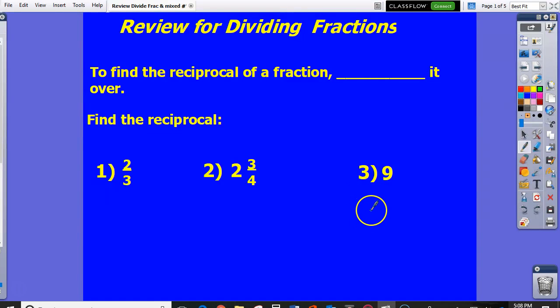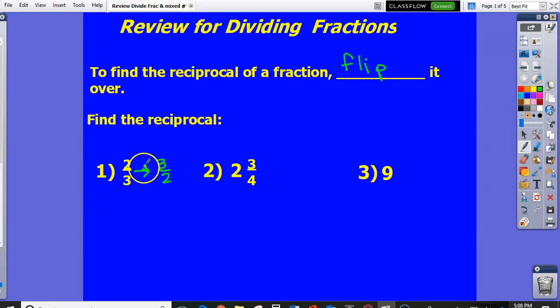Hi guys, today we're going to review fractions. So we have to start out with this first little reminder. To find the reciprocal of a fraction, flip it over. So let's practice that. If I have the fraction of 2/3, the reciprocal will then be 3/2.